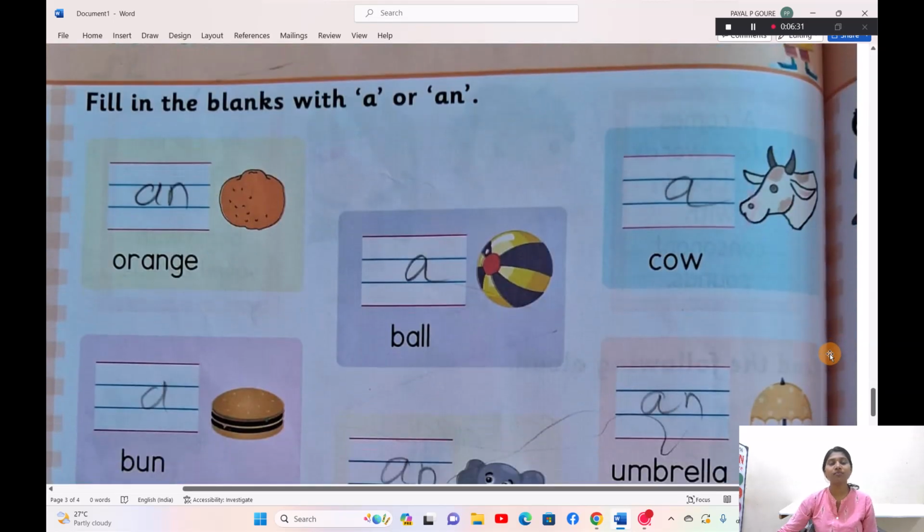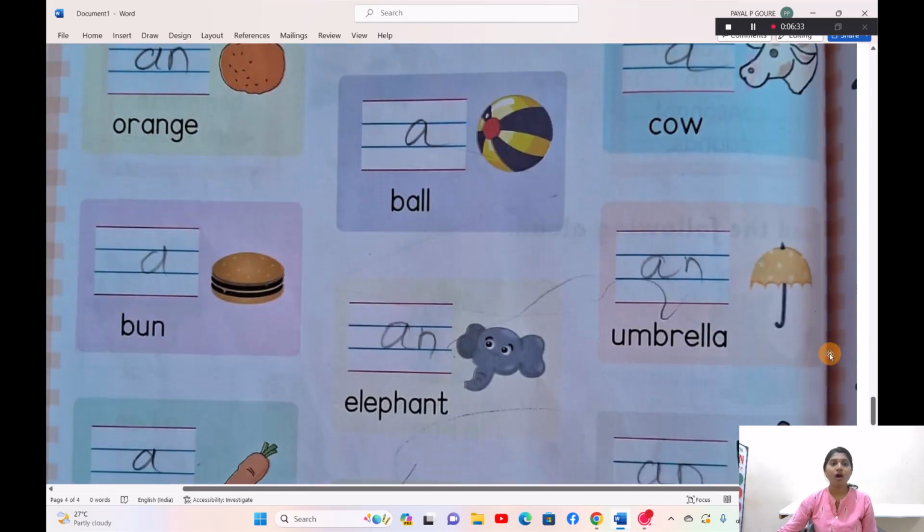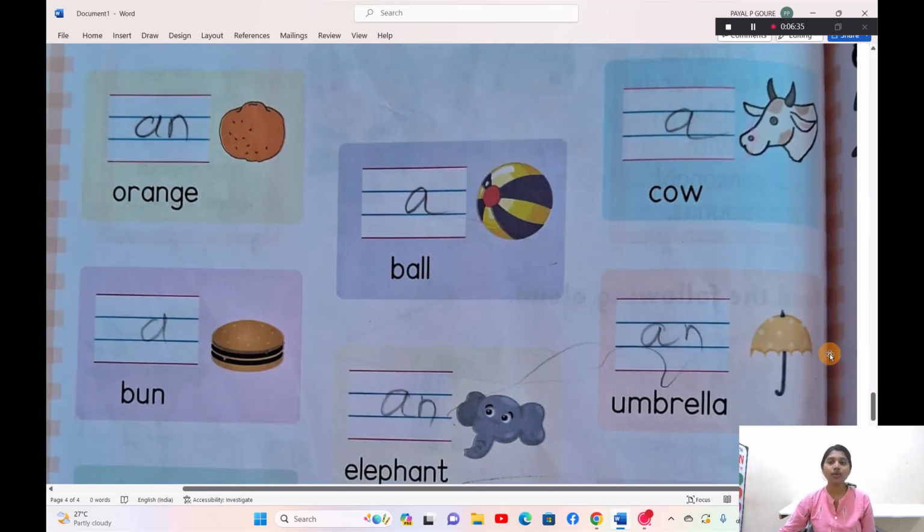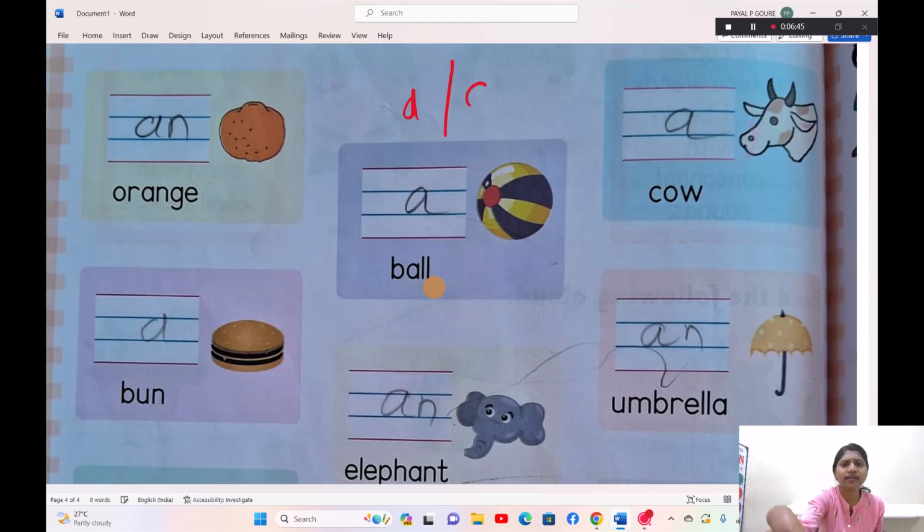Let's see some more examples. Orange. What will come, a or an? An, because O is the vowel letter. Very good. Ball. Will it be a or an? Try to solve this worksheet.